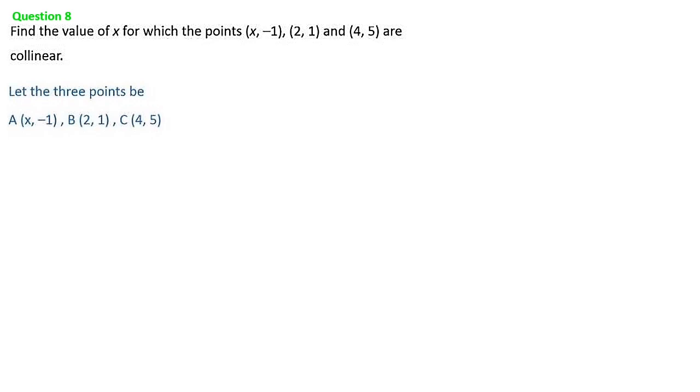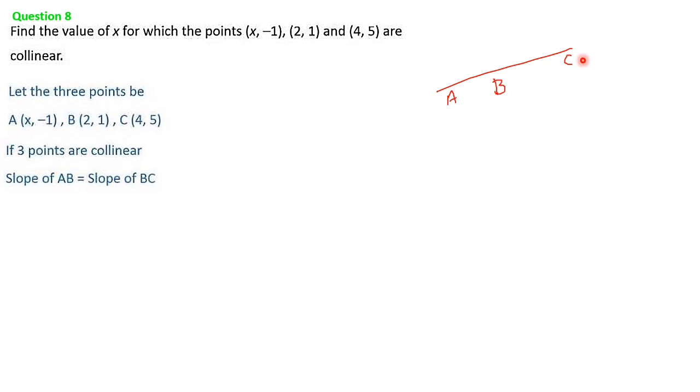So let the 3 points be A (x, -1), B (2, 1) and C (4, 5). As we know, there are 2 ways to prove 3 points are collinear. One is that the area of triangle ABC equals 0. Another is that the slope of line AB and the slope of line BC will be equal. This is the condition we are going to use here: slope of AB equals slope of BC.